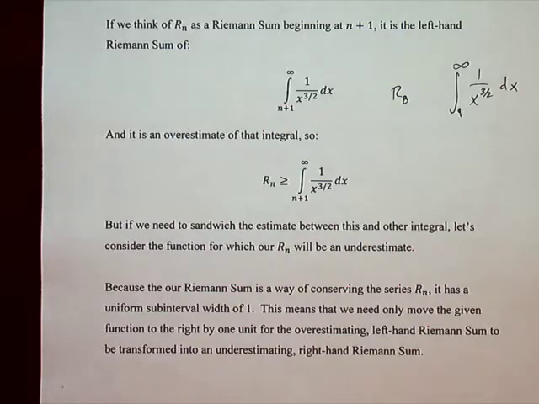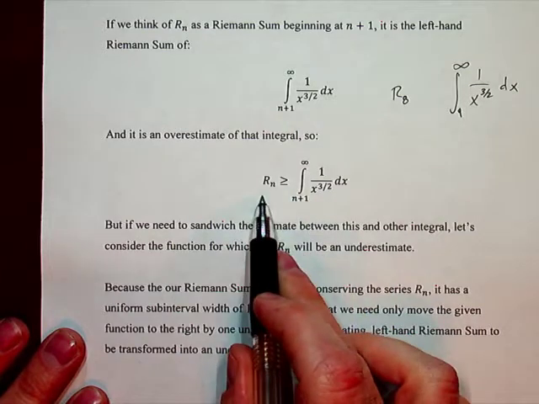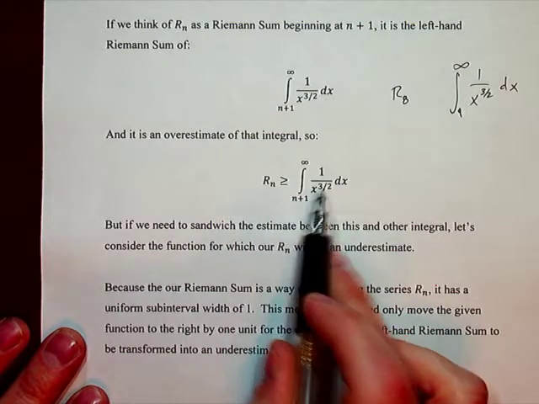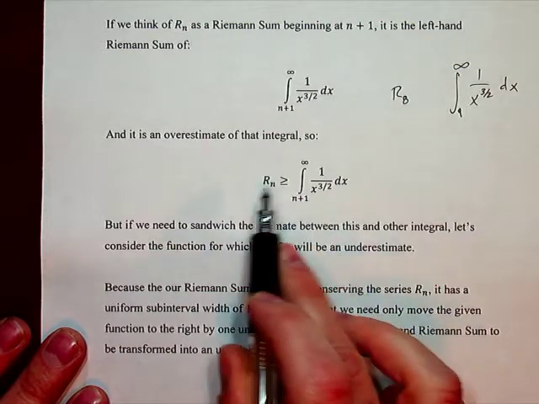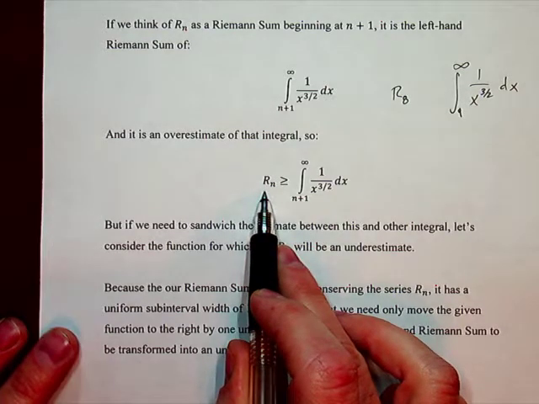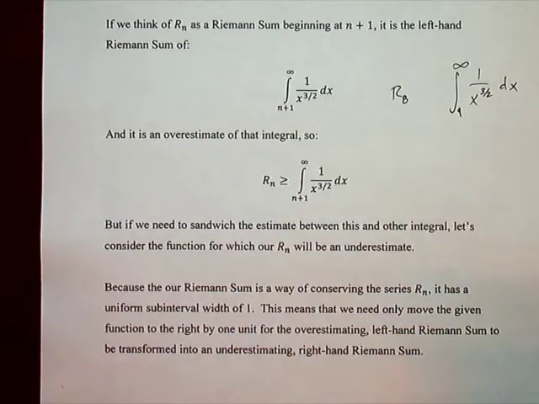Okay, well, as we said before, we're trying to sandwich this estimate between two values. So if R sub n is an overestimate, meaning the area under this curve will be less than the Riemann sum, the remainder of the series, then it stands to reason that we need another integral in order to show the relationship of the Riemann sum being an underestimate.